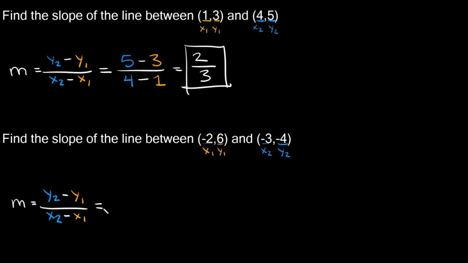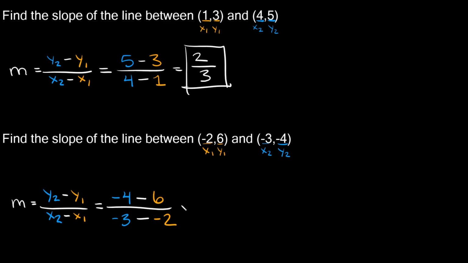Okay, so then this is going to be equal to, well, let's see, y of 2 right here. So y of 2 is -4. Okay, so -4, and then we're going to subtract y of 1. And y of 1 right here is equal to 6. Okay, and then that's going to go over x of 2, and x of 2 right here is negative 3, right, negative 3. And then we're going to subtract x of 1. And x of 1 right here is negative 2, okay, negative 2.